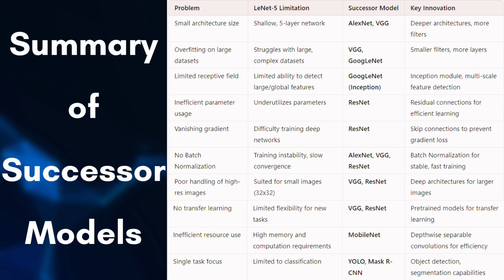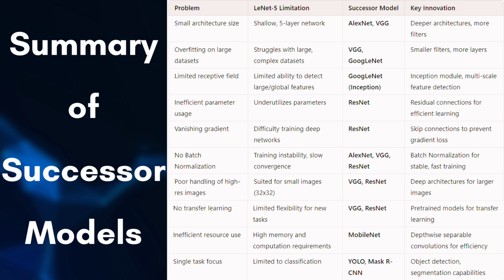LeNet 5 was groundbreaking in its time, but it had some limitations. For instance, Problem 1. Small architecture size. LeNet 5 was a shallow network with just 5 layers. As datasets grew larger, this small size wasn't enough to capture the complexity of modern data. Models like AlexNet and VGG solved this by introducing deeper architectures with more filters, allowing for much better performance on complex tasks.